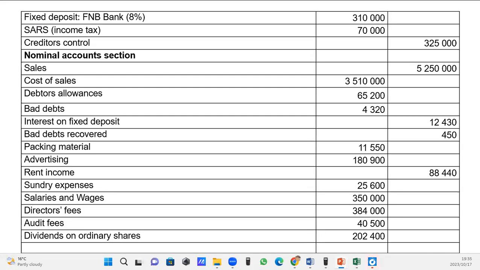As I indicated, I will first start with the nominal accounts section. And the first thing I will start with will be the sales value, which is 5,250,000. That 5,250,000, I will record it. Note that under nominal account section, we've got only income and expenses, and income and expenses will definitely go to the income statement, i.e. the statement of profit or loss.